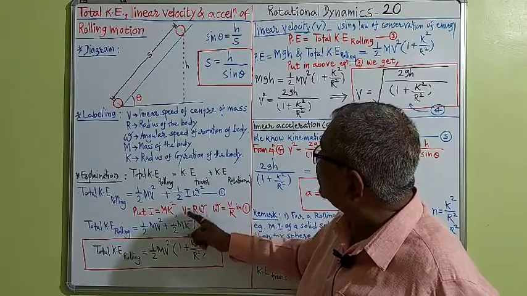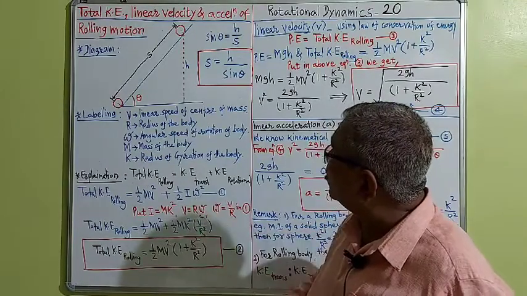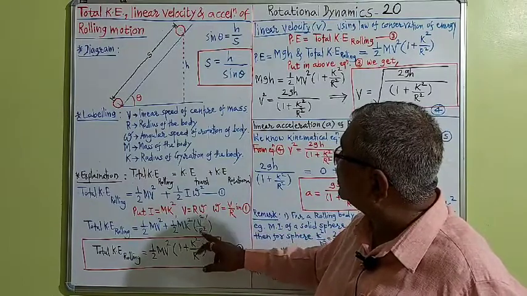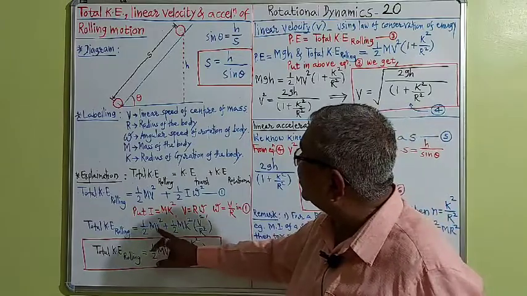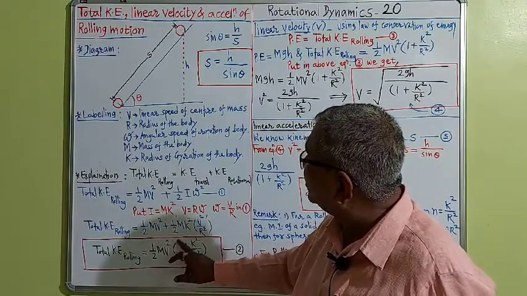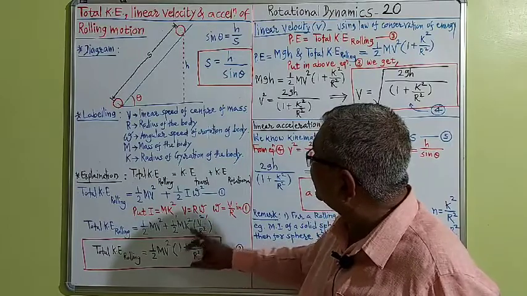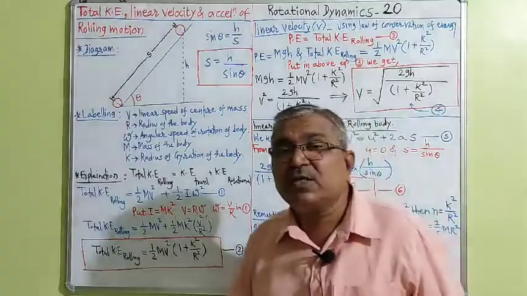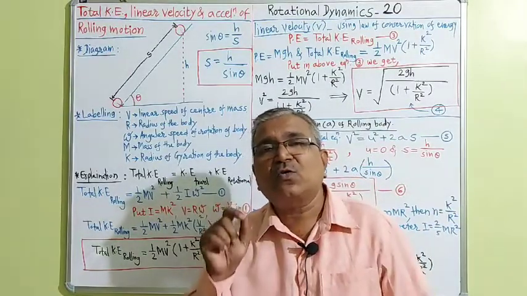What is the value of capital I? Which is equal to mk square. What is the value of omega? Omega is equal to V upon R. So square, V square upon R square. What common we take? 1/2 mv square. We get common, into bracket 1 plus 1/2 mv square remain common, k square upon R square. So this is the total kinetic energy of rolling body or rolling motion.